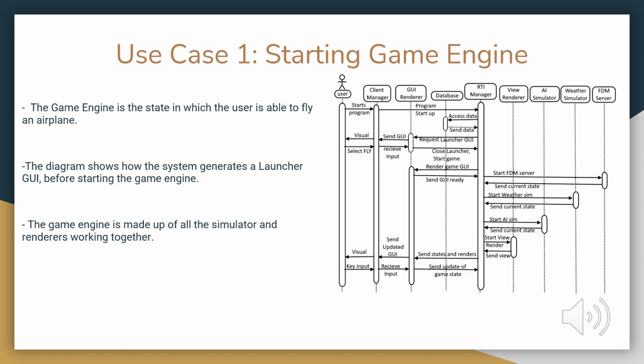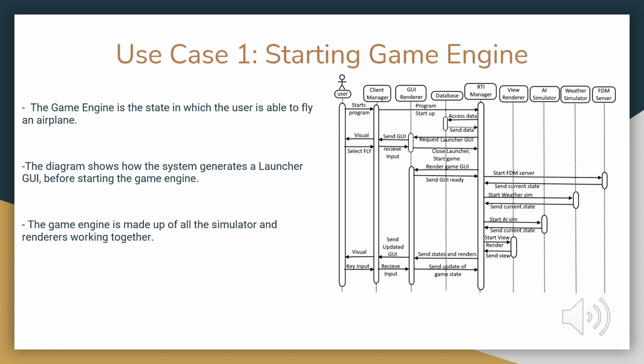Alright, so we've got the use cases. The first use case is starting the game engine. When we were coming up with the use cases, the first one that we had in mind, especially Josh, was starting the game engine. Josh told us, how about the state when the user is able to fly an airplane? And we're like, that's an amazing one, because then we can use that diagram.